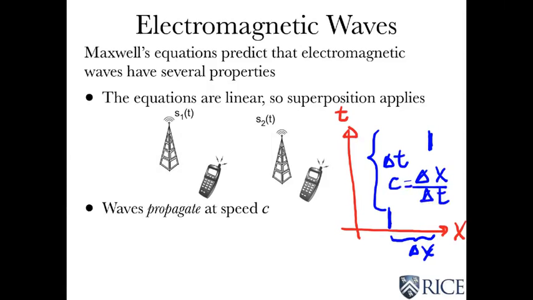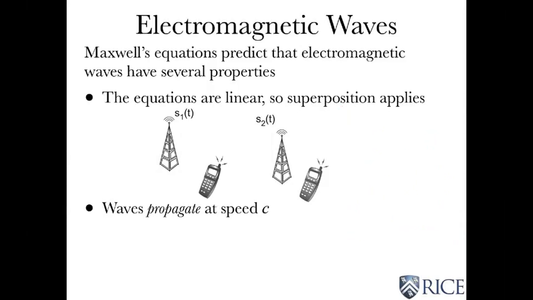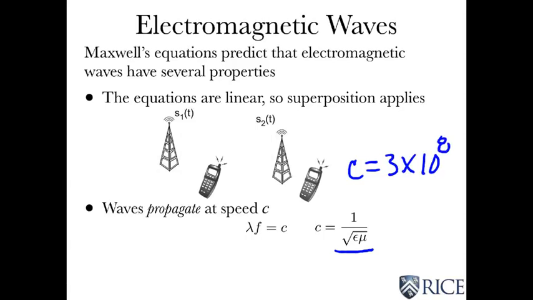Well, for wireless signals, that speed of propagation is the speed of light. And if you go back to Maxwell's equations, it's given by 1 over the square root of epsilon mu, and we're not going to go into the details of how that's calculated. But in free space, the well-known result is that the speed of propagation is 3 times 10 to the 8th meters per second. That's the number we're going to use for wireless systems.